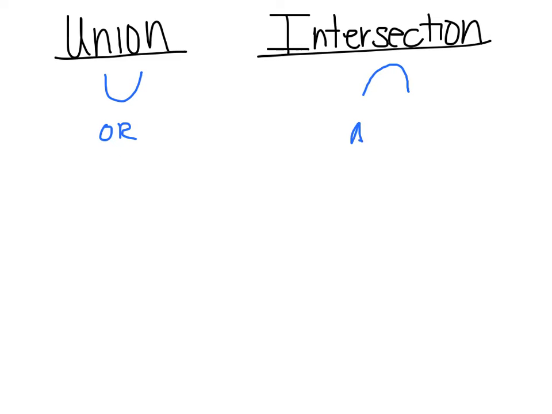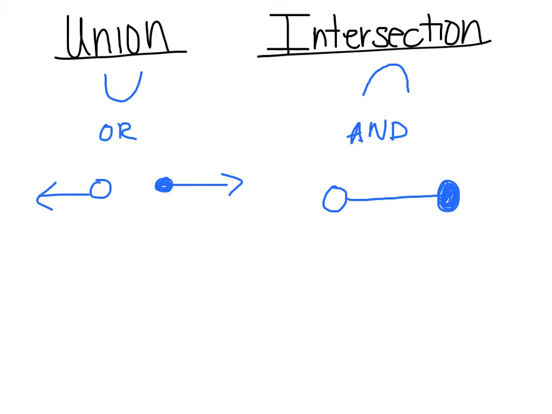Intersection is what I call an AND graph. It's going to overlap. So an AND graph could look something like this. It could have an open circle and then possibly a closed circle. They both could be open or both closed. Where a union is going to look something like this. I'll do one open, one closed, but they're going to go in opposite directions.